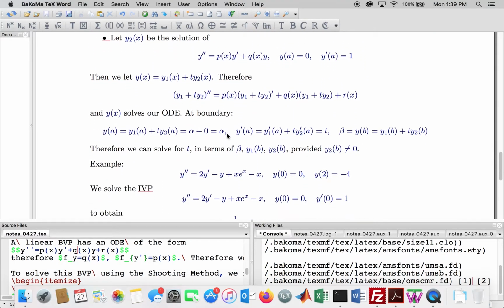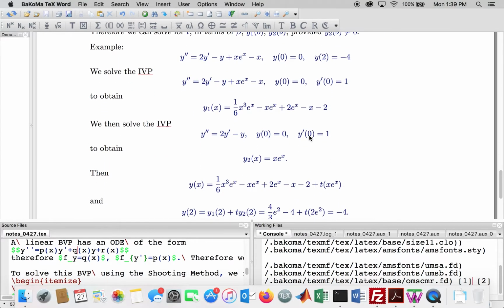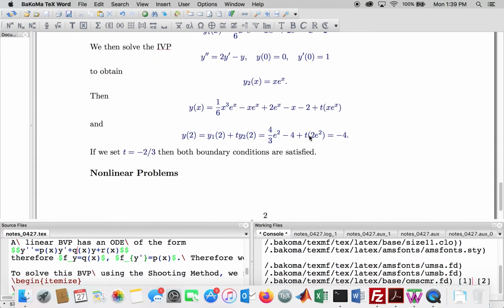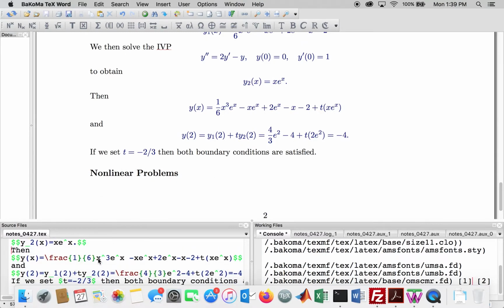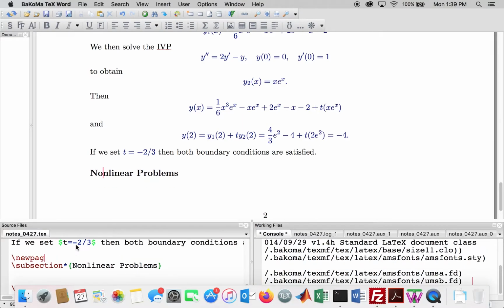So in that case, finding a value of t is a homework problem, but it only takes a little bit of work to do once you have those solutions. Today the focus is on nonlinear problems, and I'll start that on a new page.